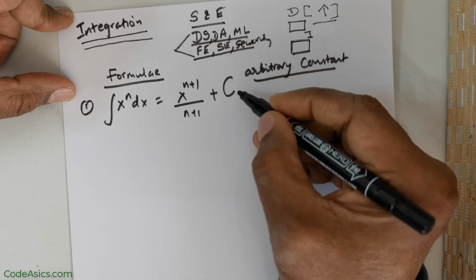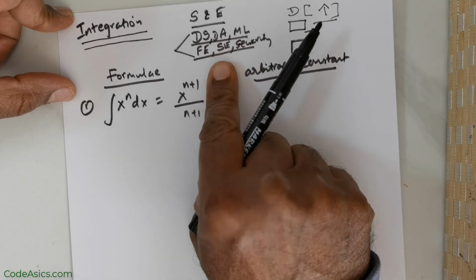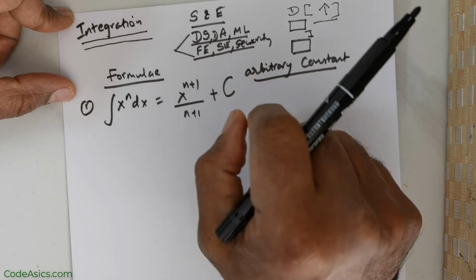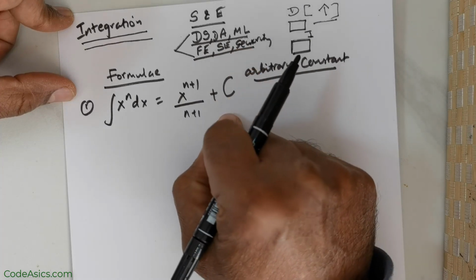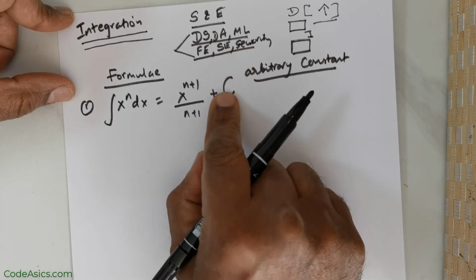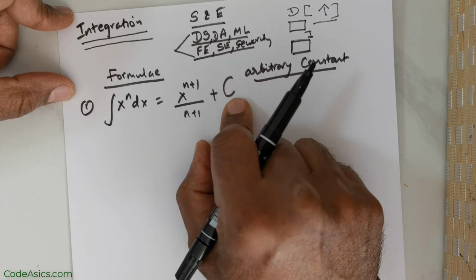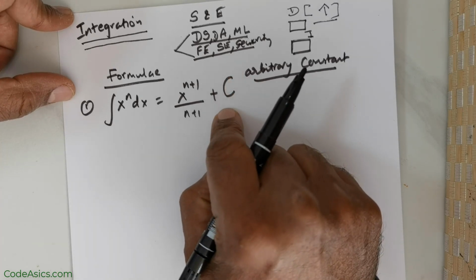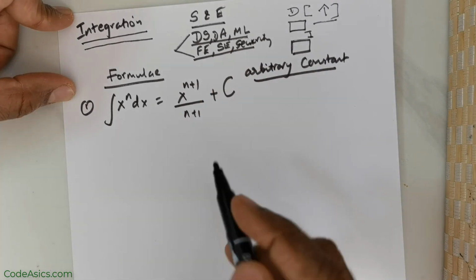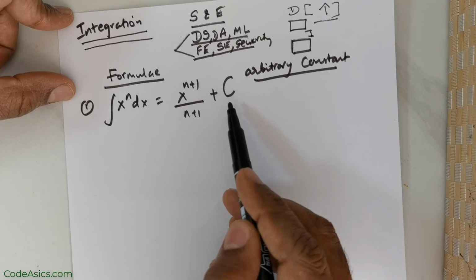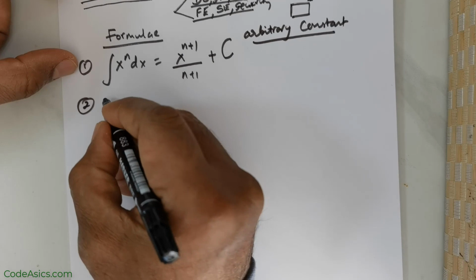Now if you do not place this arbitrary constant and you have just placed this value, the solution is considered incorrect. In other words, the solution is not complete, so you will not be awarded full marks if you miss this. Some of the professors or lecturers are very strict. The minute they see that you have missed the C, they will simply mark it wrong. So this arbitrary constant is important. Let me move on to the next formula.